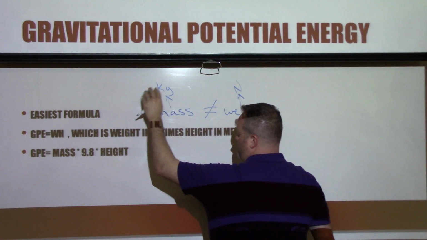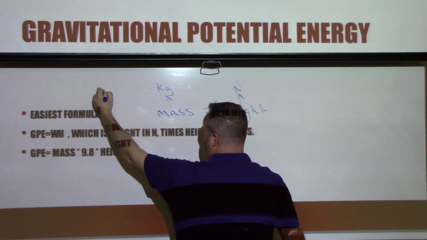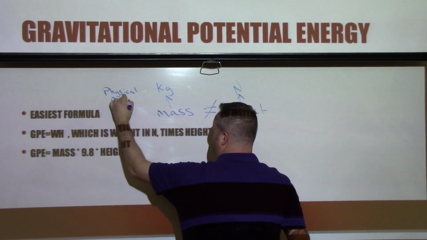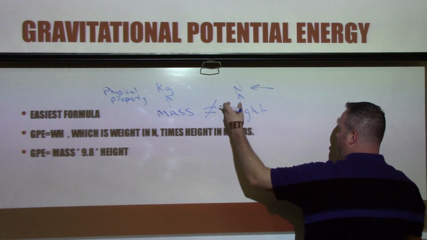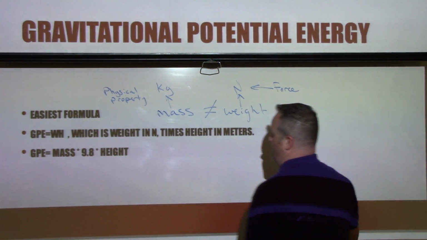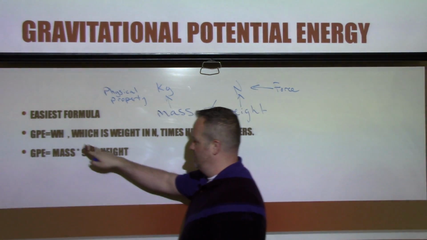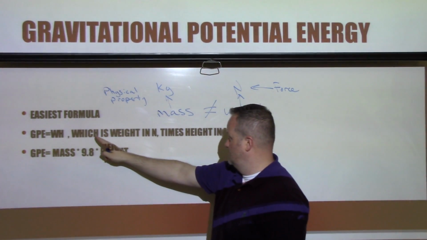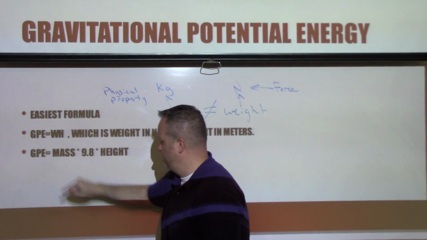Also, remember this. Kilograms describe a physical property. When we talk about mass, we are identifying a physical property of matter, whereas newtons describe the amount of force that is present. So, entirely different things. However, we use mass to get weight. Another way we can state this formula: GPE, or gravitational potential energy, is weight in newtons times the height in meters. So weight, height.